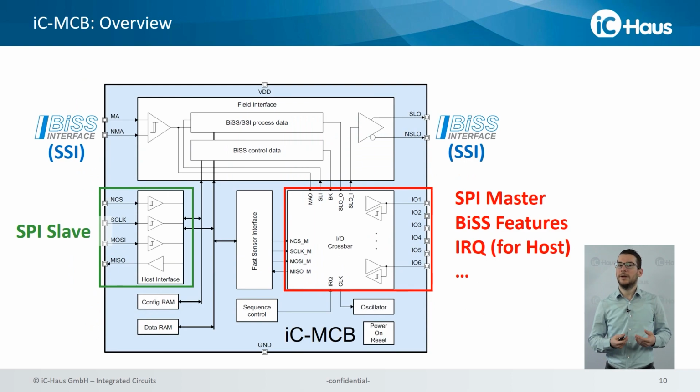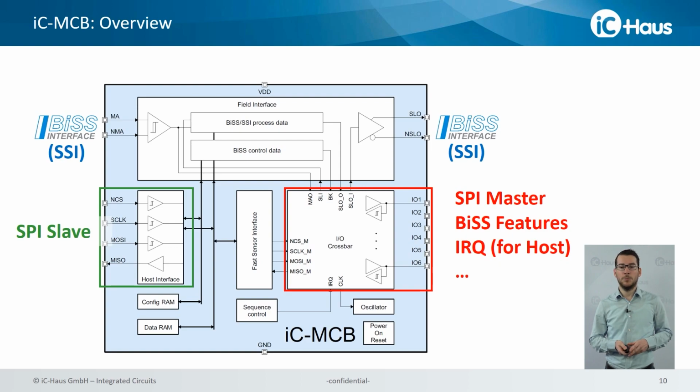Okay, now let's take a closer look at iC-MCB, which is our BiSS slave component, also suitable to implement SSI slaves, and actually has two blocks that are of interest. One is the SPI slave block on the left side, which is used by a microcontroller to configure iC-MCB on startup and provide sensor data. On the right side, you can see 6 I/O pins of a crossbar, to which different functions and features can be assigned.